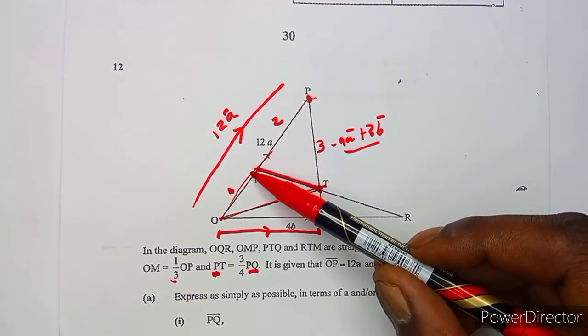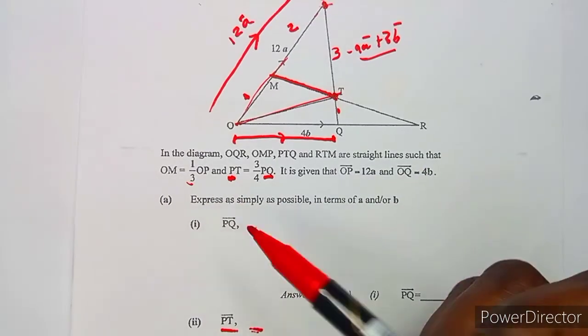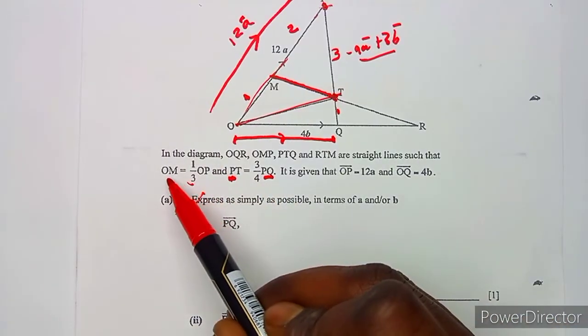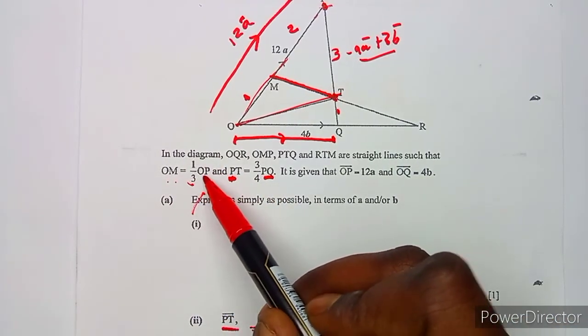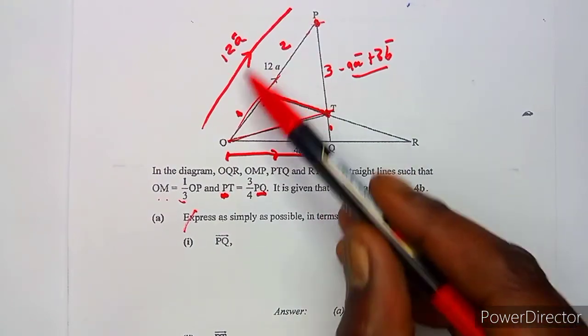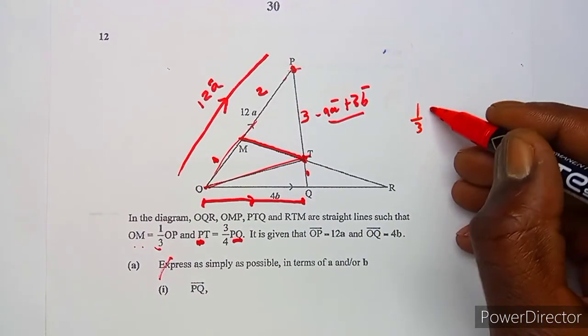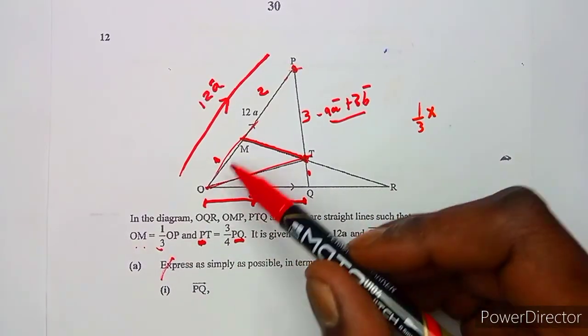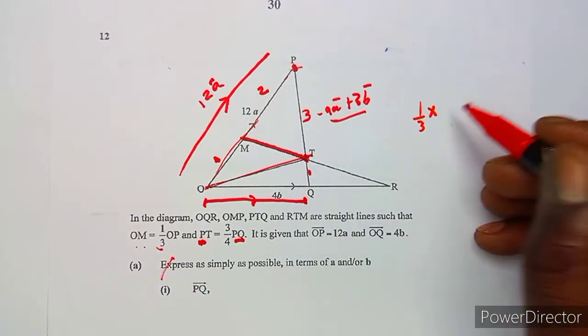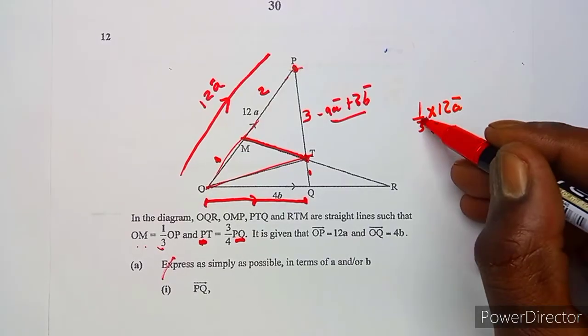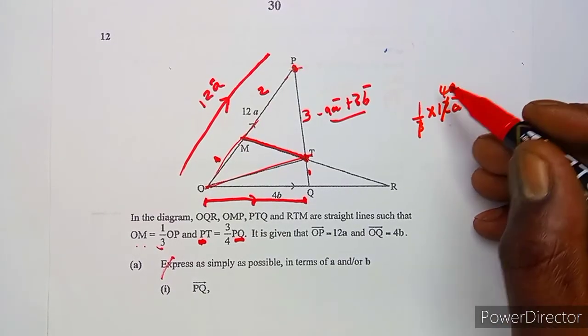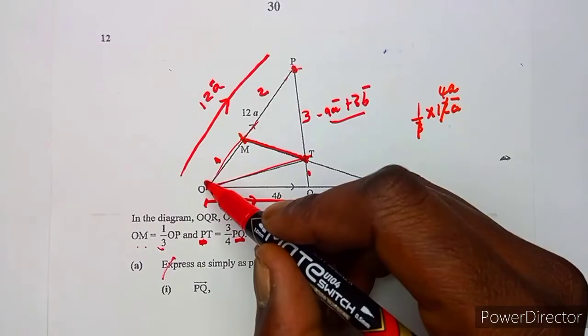Why? Because here we are given that OM is a third of OP. From O to M, it's a third of OP, which means 1/3 times OP. Your OP in this case is 12A. So if you multiply by 12A, you obtain 4A. That is from O to M.